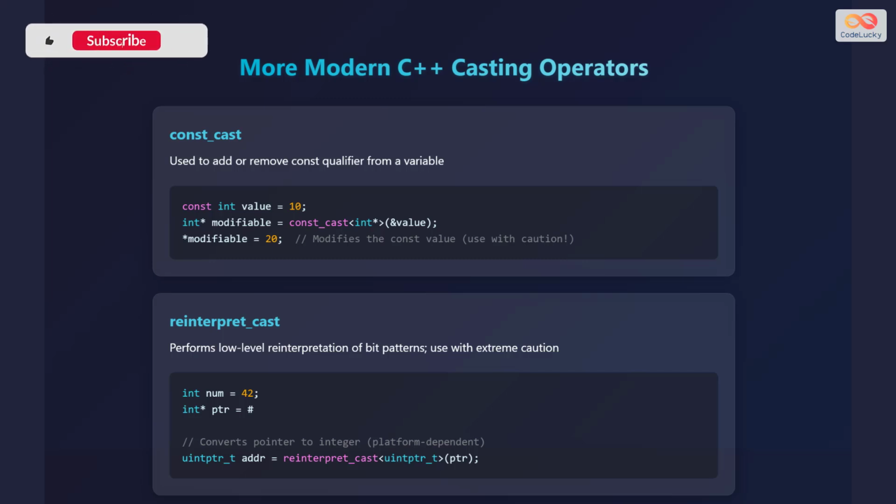reinterpret_cast performs low-level reinterpretation of bit patterns. This is highly dangerous and should only be used when absolutely necessary. For instance, we use reinterpret_cast to convert a pointer to an integer. The syntax is reinterpret_cast<uintptr_t>(pointer). This converts the pointer to an integer type that can hold a memory address.